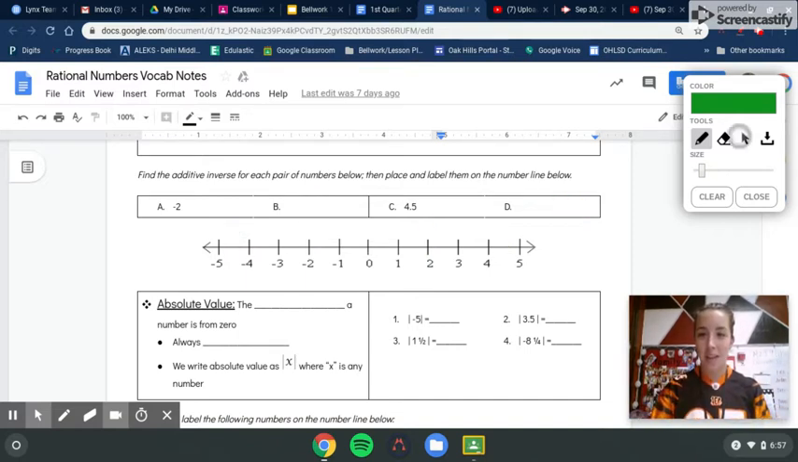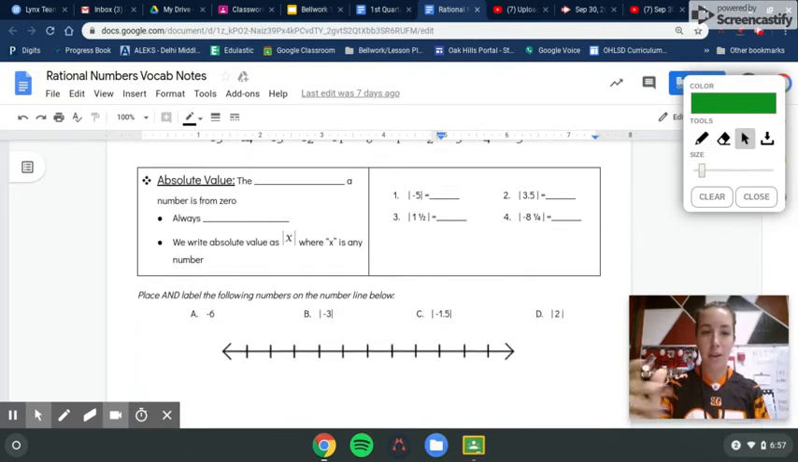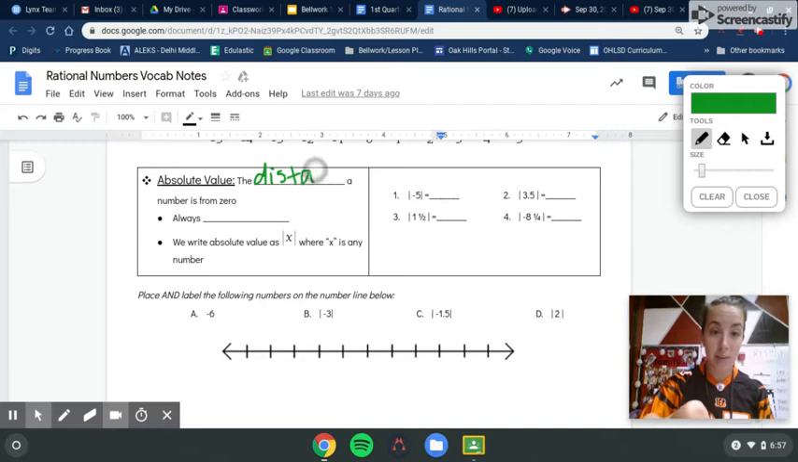Okay, then the last section is just on absolute value, which you guys also have learned in the past before. Absolute value is the distance away from 0. Since we're talking about distance, that's why we will always see the absolute value signs, which are those two bars on the side of the number, and it will always be positive. When we talk about distance, we never talk about a negative value.